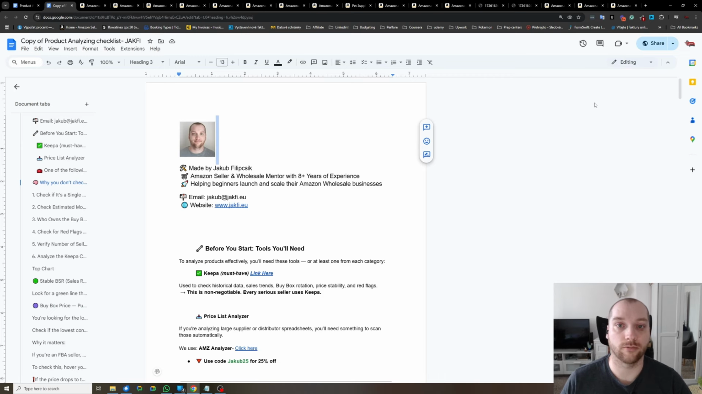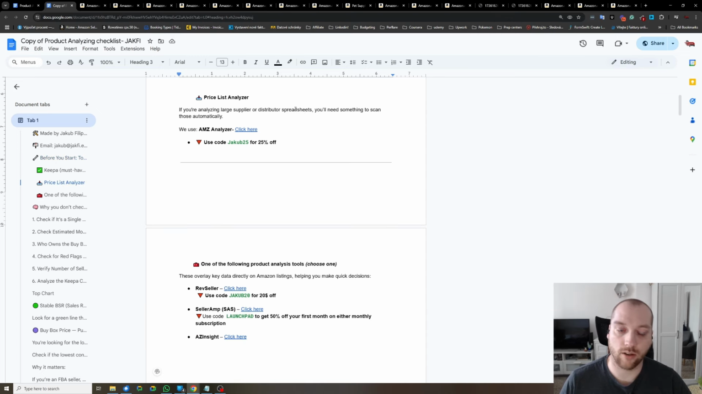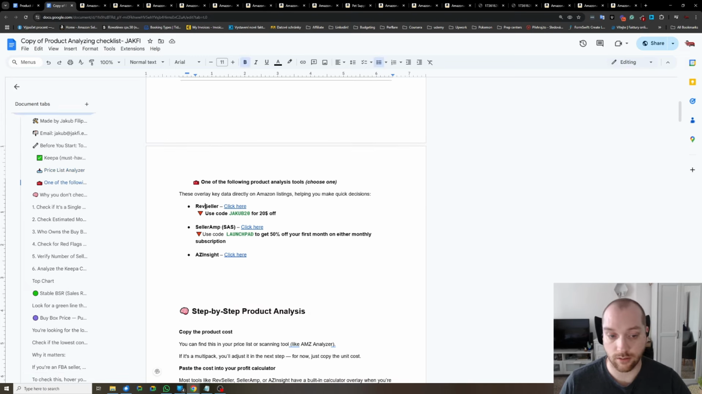So first of all, we're going to need some tools. We're going to definitely need Keepa, it's a must. For scanning of a price list, we would usually use something like AMC Analyzer or Scan Unlimited. And then we need something like RefSeller or SellerAmp.